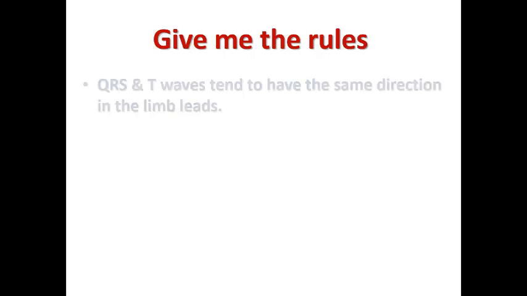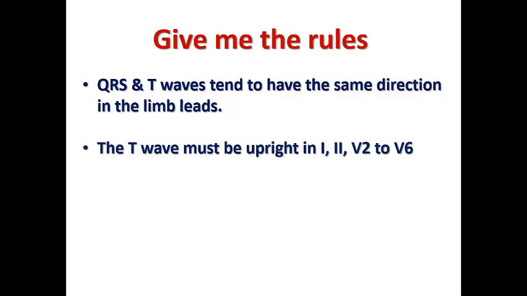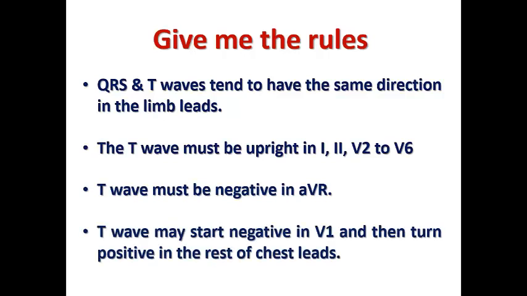So give me the rules for normal T-wave. QRS and T-waves tend to have the same direction in the limb leads. T-wave must be upright in leads 1, 2, and from V2 to V6. T-wave must be negative in AVR, and T-wave may start negative in V1 and then turn positive in the rest of the precordial leads.